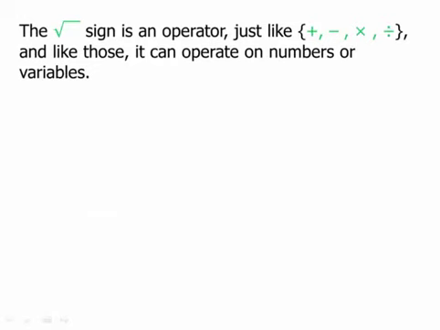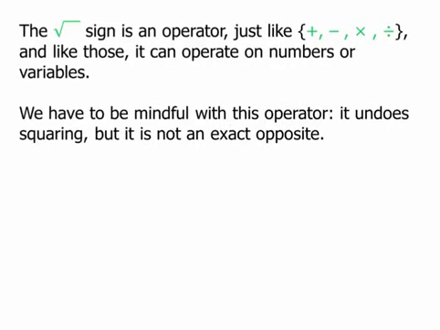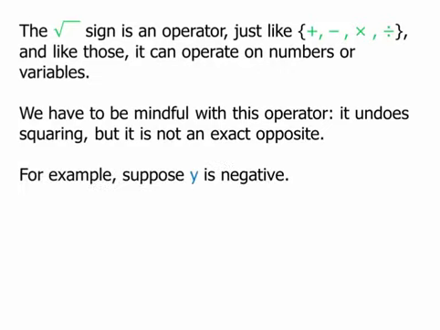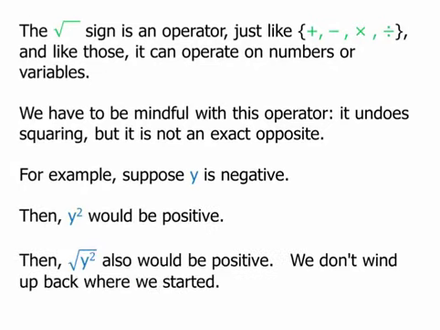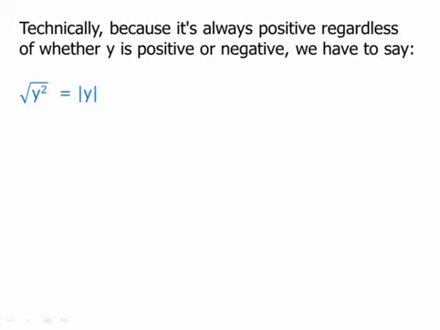The radical sign is an operator, just like addition, subtraction, multiplication, and division signs. All those are operators. And like those, it can operate on numbers or variables. We have to be mindful with this operator. It undoes squaring, but it is not an exact opposite. For example, suppose y is negative. Then y squared would be positive. Then the square root of y squared would also be positive. In other words, we don't wind up with the original negative number. We don't wind up where we started.